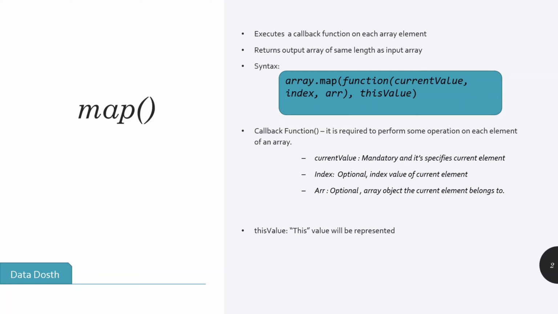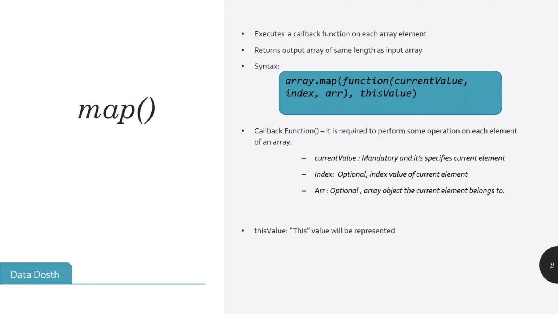In this callback function, we have three parameters. The current value specifies the current element and this is the mandatory parameter to pass. Index is optional and specifies the index value, and array is an optional parameter to specify the array object. Along with the callback function, we have one more parameter, which is thisArg. This value represents the context.